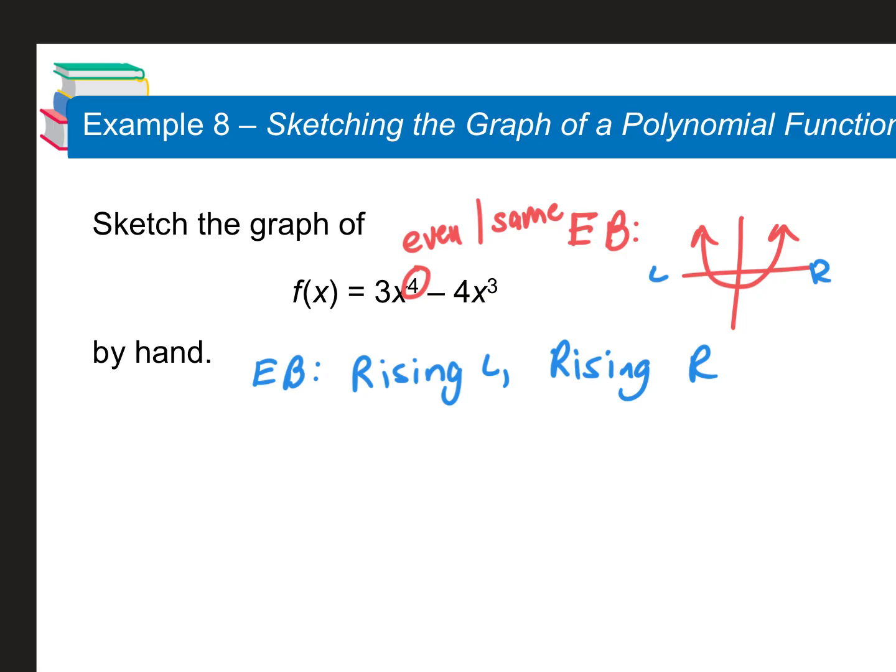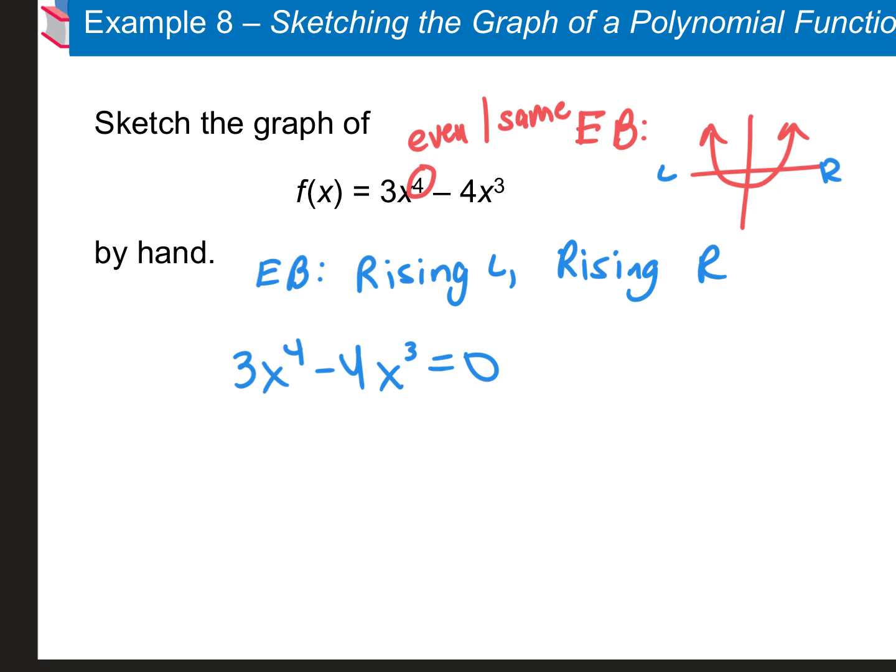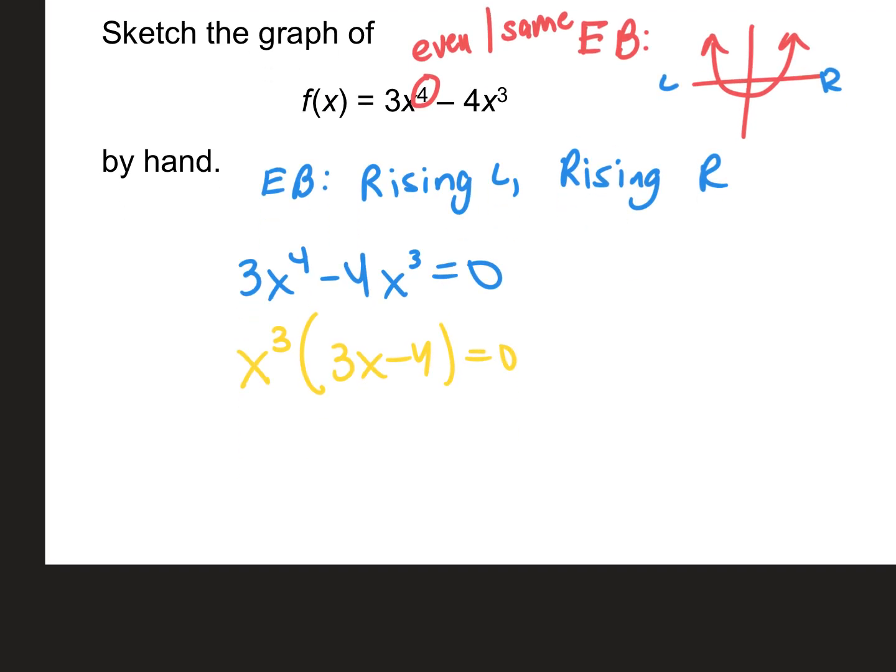All right, so let's talk about zeros. All right, 3x to the 4th minus 4x cubed equals 0. How many answers should I get here? I should get 4 answers. So let's go ahead. How do I solve this? What's the GCF? x to the 3rd, perfect. So then I have 3x minus 4. And then what do I do with each piece? I set them equal to 0.